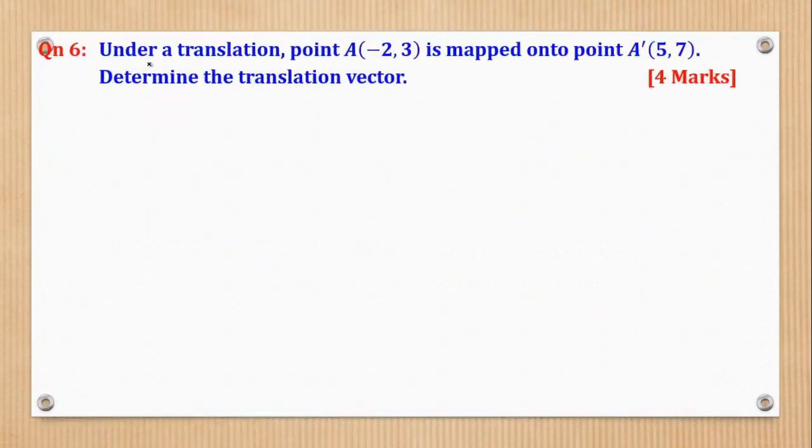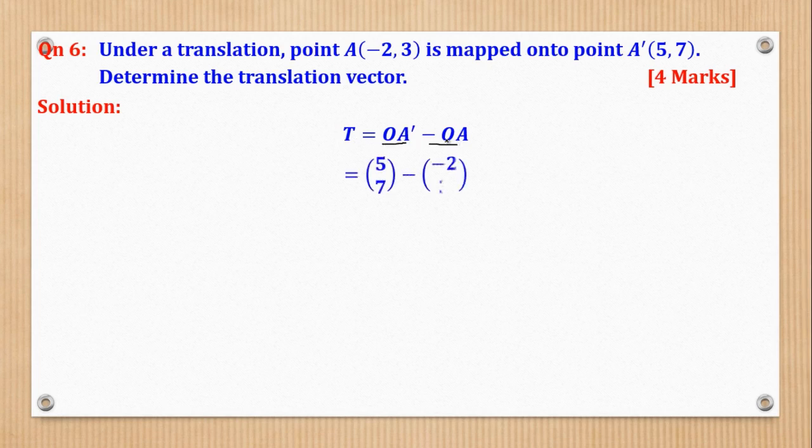Then question 6 says, under a translation, point A, which is negative 2, 3, is mapped onto point A prime, which is 5, 7. Determine the translation vector. So now the translation is equal to image minus object. So image is there, object is there. Then we subtract. So 5 minus negative 2 gives you positive 7. 7 minus 3 gives you 4. And that's what they wanted.